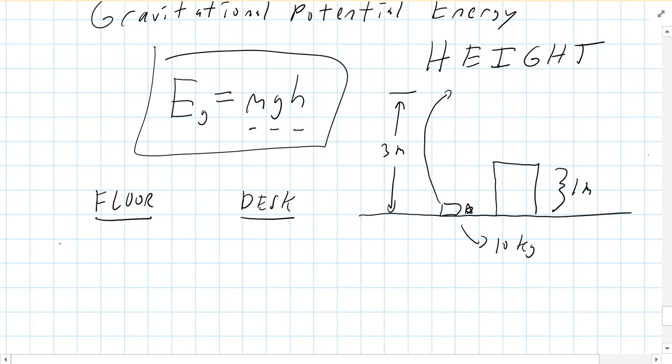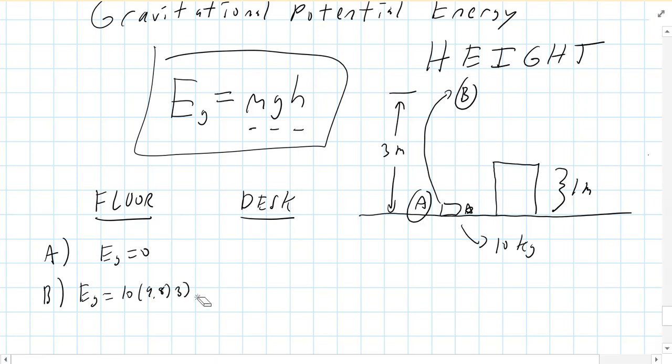So if you're on the floor at the beginning point, we'll call this point A, and we'll call the end point point B. At point A, you have 0 height, so your gravitational energy would be 0. At point B, your gravitational potential energy would be mgh, your mass is 10, gravity is 9.8, and the height is 3. If you multiply those out, 30 times 9.8, you get 294 joules.